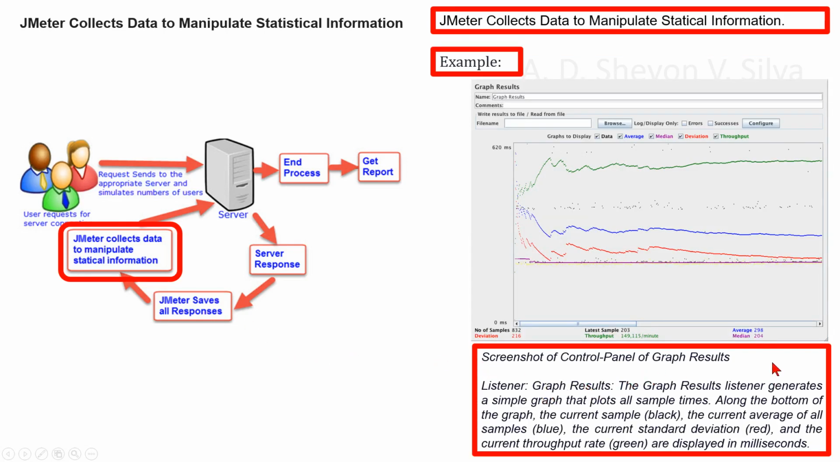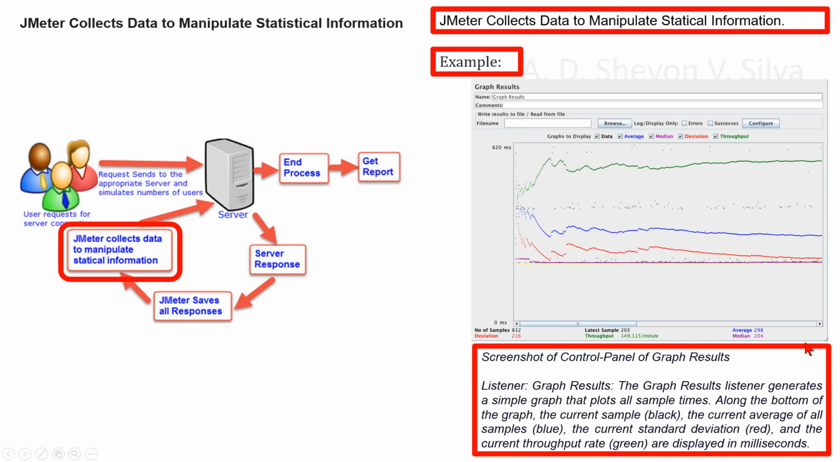Here you can see a screenshot of the control panel of graph results. Graph results must not be used during a load test, as it consumes a lot of resources, memory and CPU. Use it only for functional testing or during test plan debugging and validation.